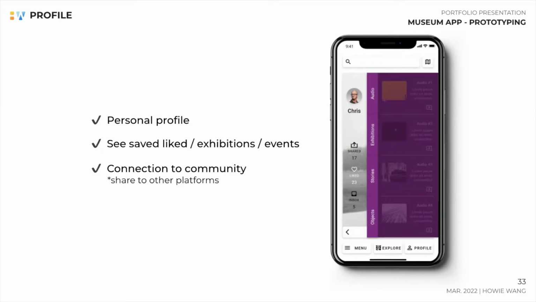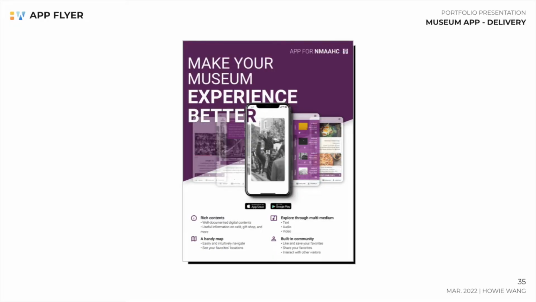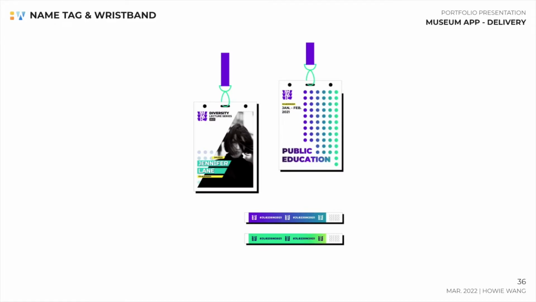Okay, so delivery. The final delivery first is the app flyer for the marketing use, and then the name tag and the wristband. The color, I'm thinking, is more like a shining purple, has light, more bright purple. And this is the idea of the logo.